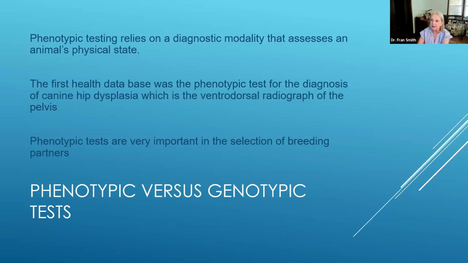This test for diagnosing hip dysplasia was promoted by the American Veterinary Medical Association early on in hip dysplasia research in the 60s, and so thus allowed us to have something we could share with the people who needed help in diagnosing presence or absence of hip dysplasia. Phenotypic tests are very important in the selection of breeding partners because many disease entities and many other issues are inherited in a complex manner.